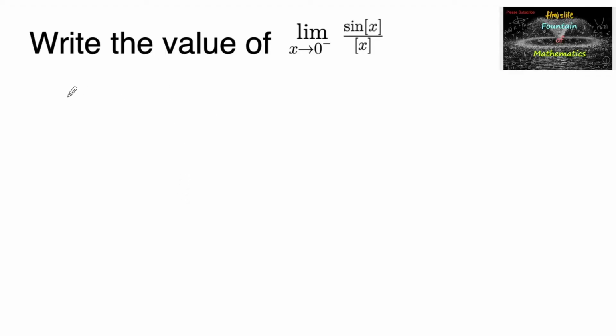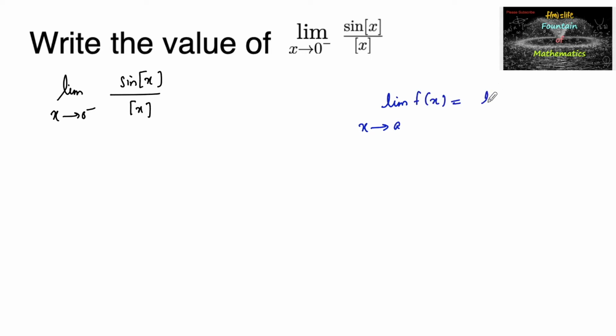Write the value of limit x tends to 0 minus, sine of [x] upon [x]. It's the greatest integer function. And since we know that limit x tends to a minus f of x is equal to limit h tends to 0 f of a minus h.